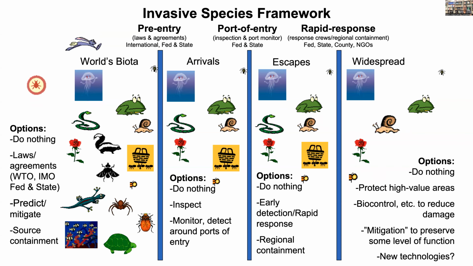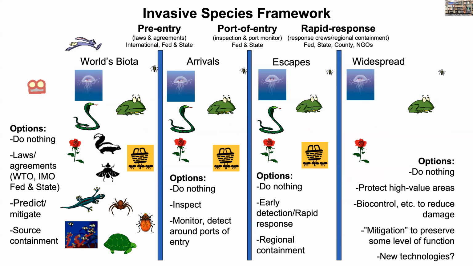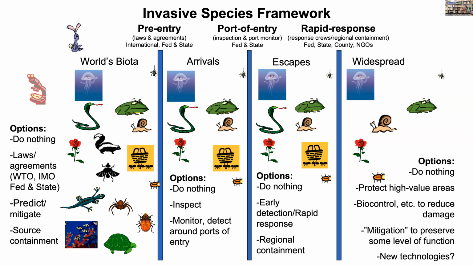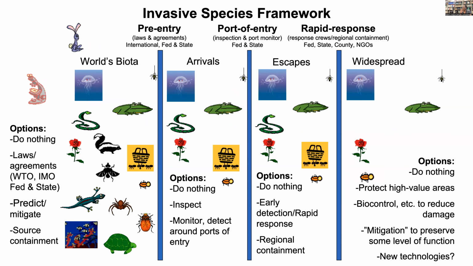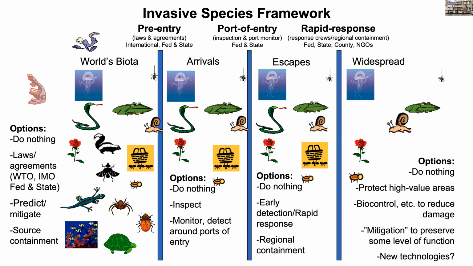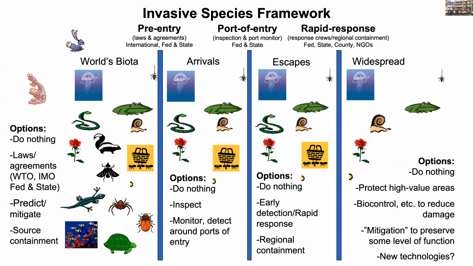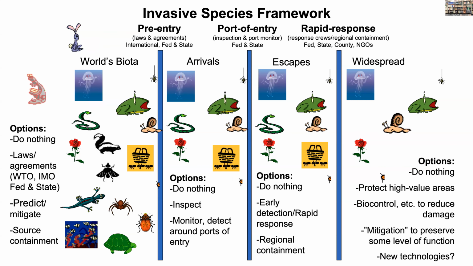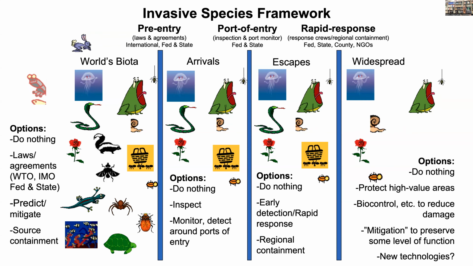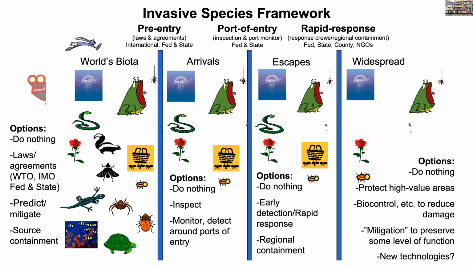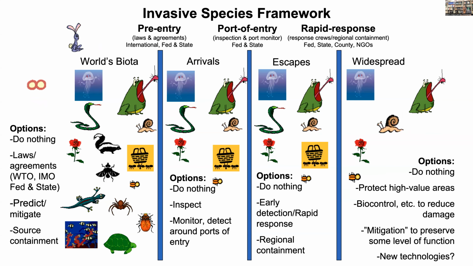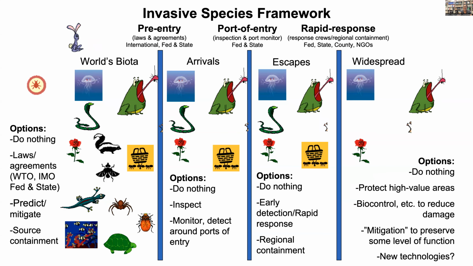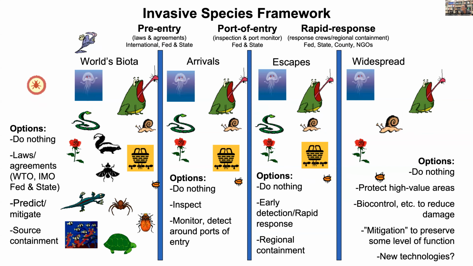We can protect high value areas. We can do biocontrol or things to reduce damage. So how do we reunite it with that one predator or parasite that can knock back its population enough so that it's not causing as much damage? What are some of those other tools we can use to mitigate damage? Because we're never going to get rid of it. We can do mitigation to preserve some of that function. And then, are there new technologies? I think that's a space that we can look in, and Wolbachia is a great example of that. So that's our framework. That's our protection system.